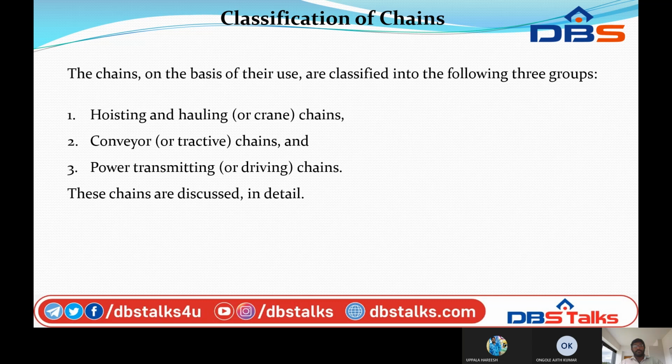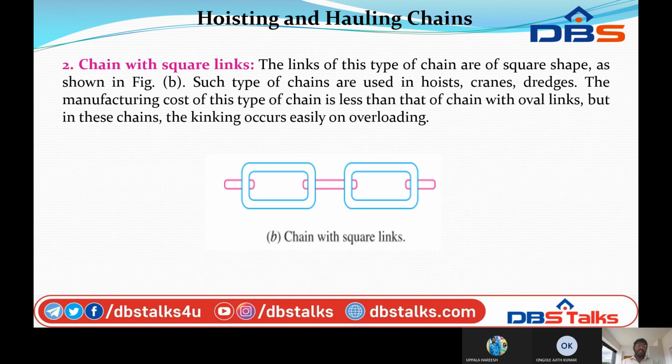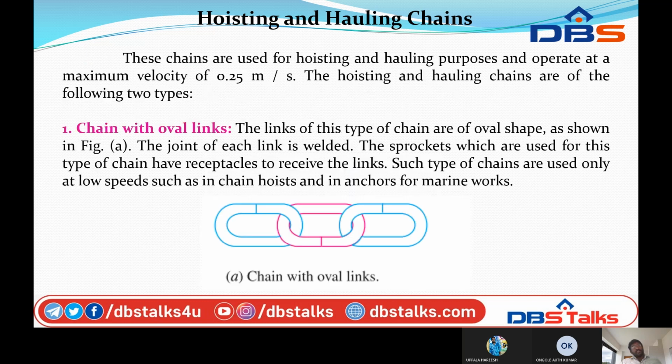Hoisting and hauling chains. These chains are used for hoisting and hauling purposes and operate at a maximum velocity of 0.25 meter per second. The hoisting and hauling chains are of the following two types. First one is chain with oval link, and another one is chain with square link. We can discuss the first one, chain with oval link.